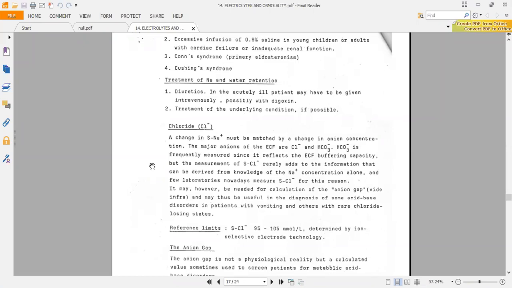But I want to introduce a concept over here, which is very important, which is called the anion gap. Now, this is the principle of the anion gap. The fact is that the cations must be balanced by the anions so that we have electrical neutrality, okay?